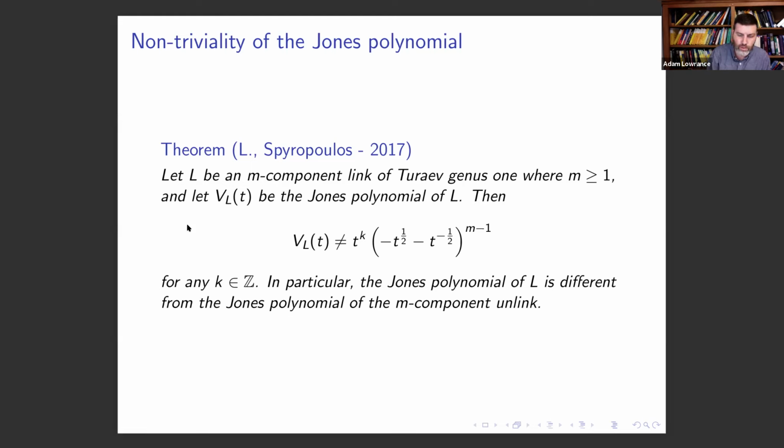So what this says is that there are no Turaev genus 1 non-trivial knots with Jones polynomial 1. So that's one thing it says. So this solves the Jones unknotting conjecture for the class of Turaev genus 1 knots. But it also says something about links.